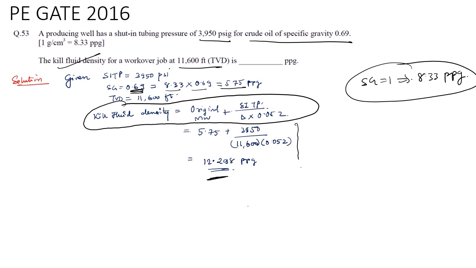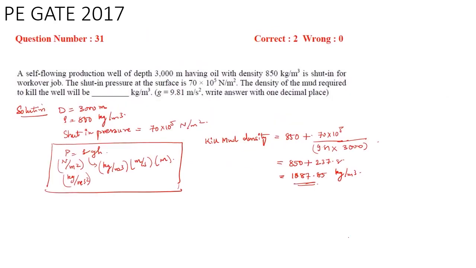Alright, now let's move further. This particular question was asked in GATE 2017. Let's look at the question. A self-flowing production well of depth 3000 meter having oil with density 850 kg per meter cube is shut in for a workover job. The shut-in pressure at the surface is 70 into 10 raised to 5 Newton per meter square. The density of the mud required to kill the well will be dash.